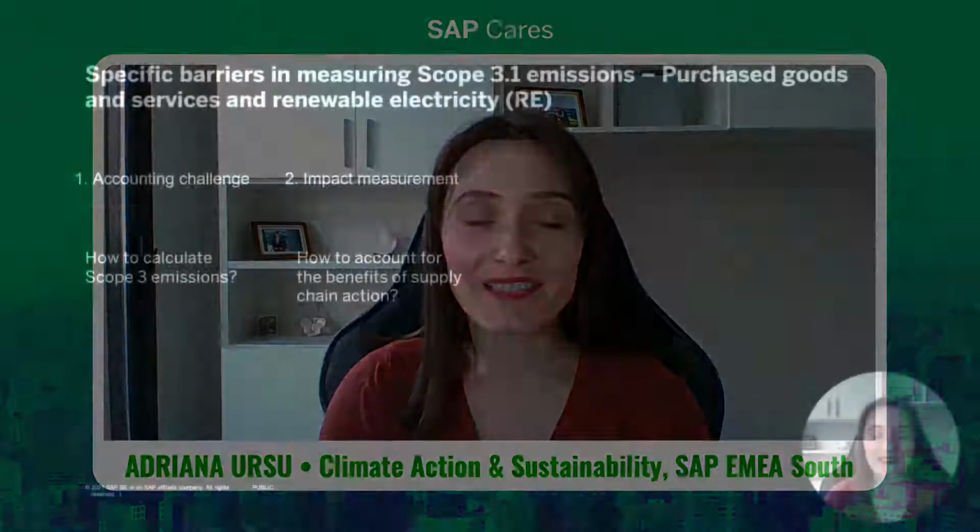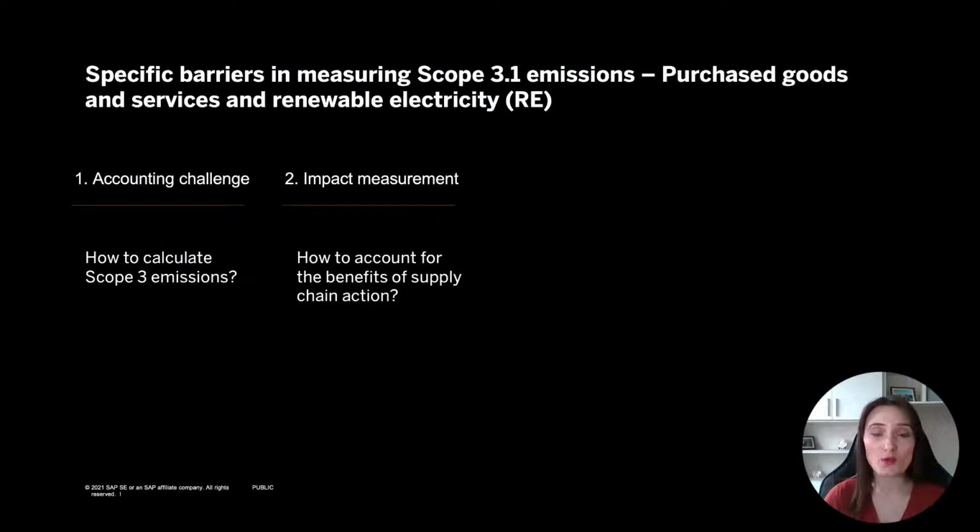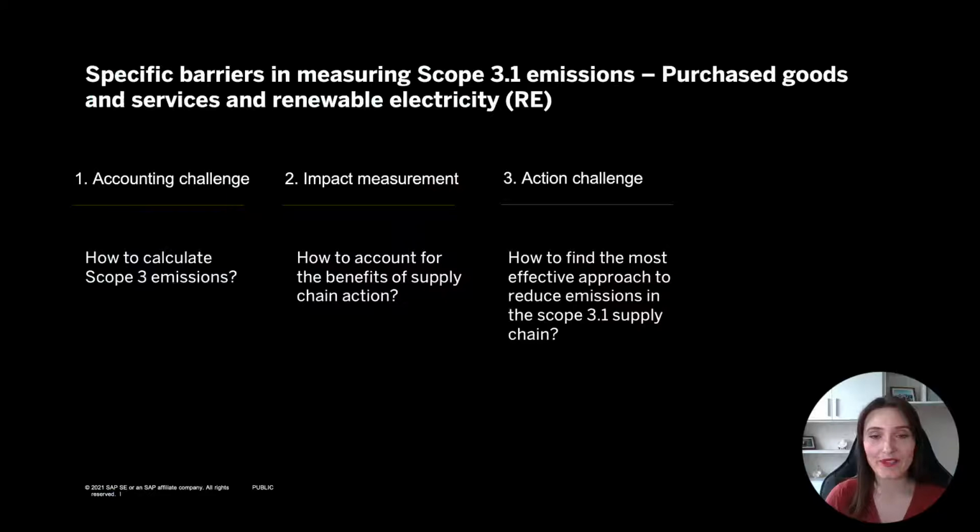The second challenge is also how to measure the impact, how to account for the benefits of the actions that you have taken. And again, this comes to the same thing. If you are only using estimations, how can you know what's the impact of what you are doing? How can you get the return of that? It's hard. And the third one, on the next slide, please, is how to find the most effective approach to reduce emissions.